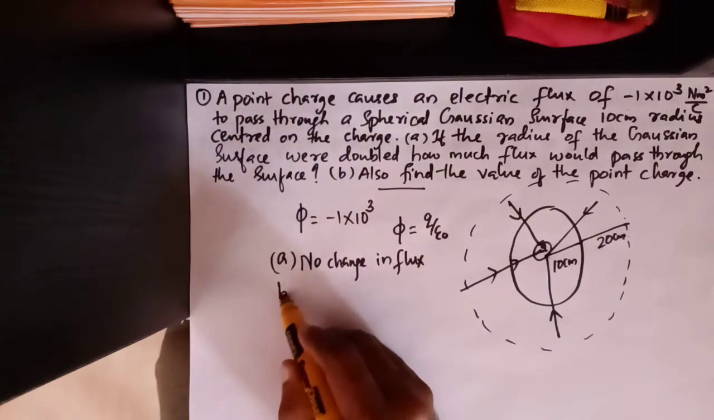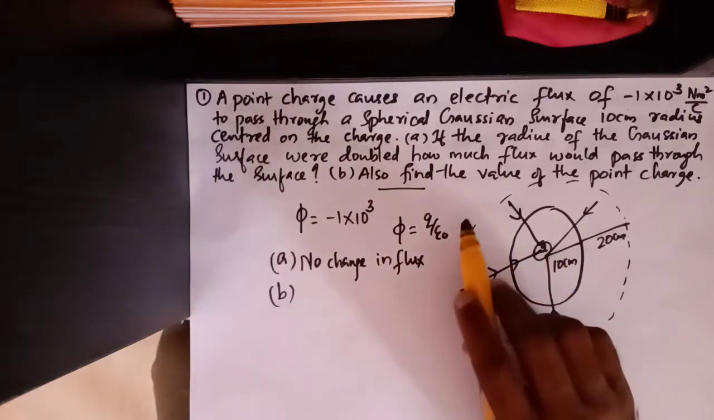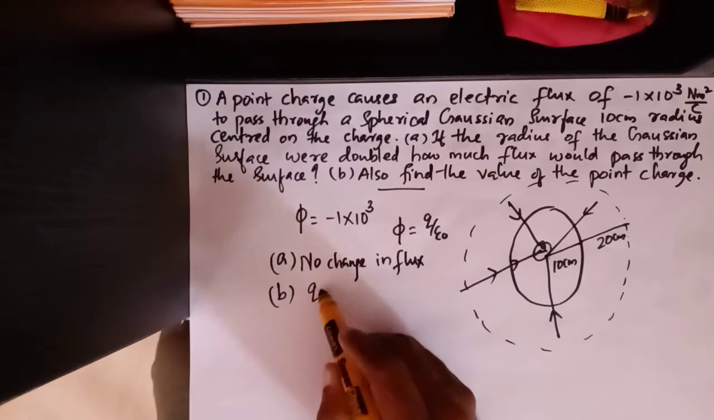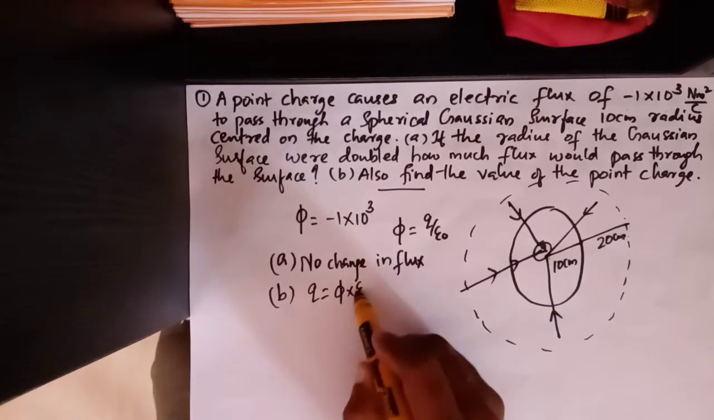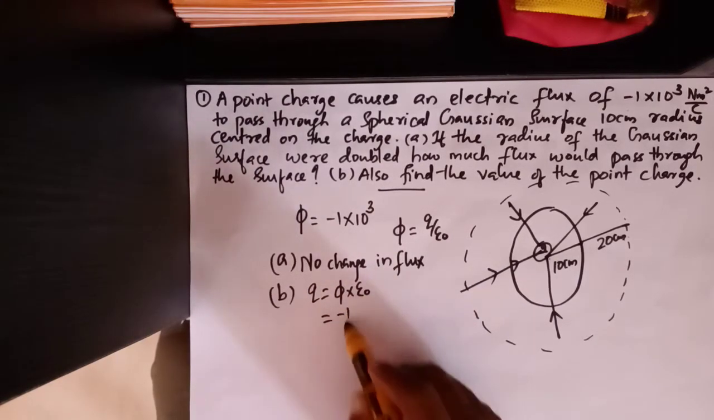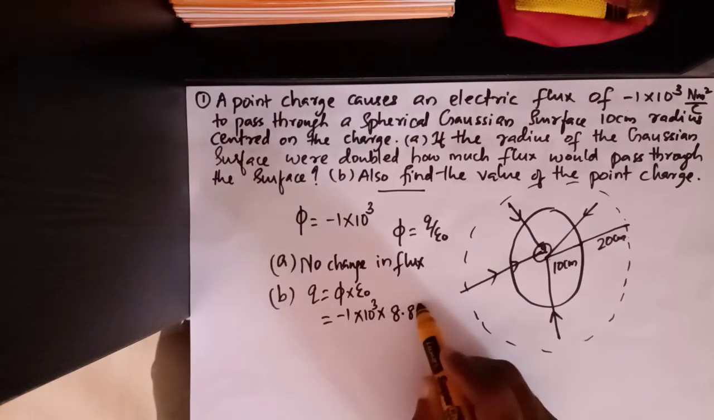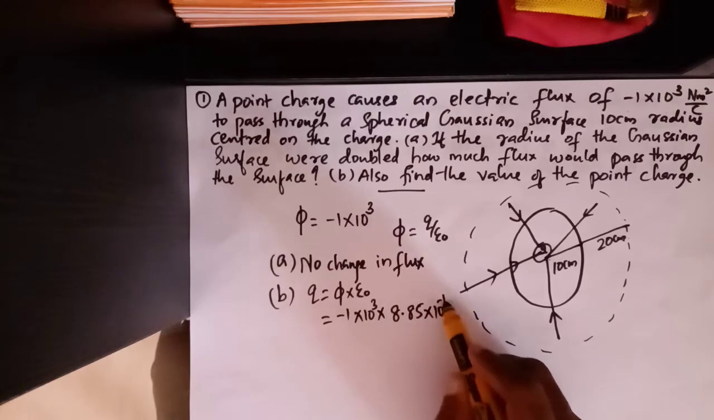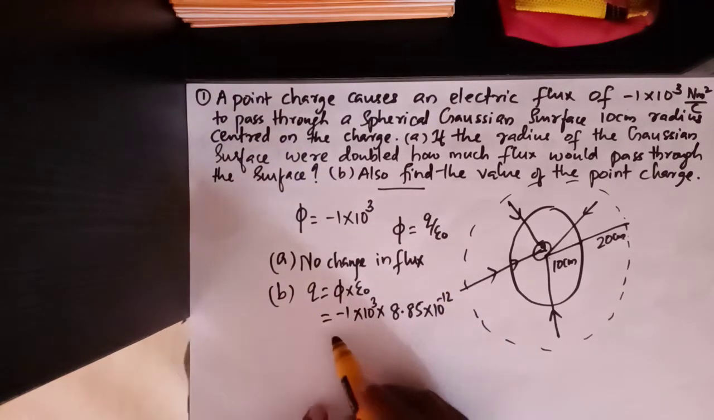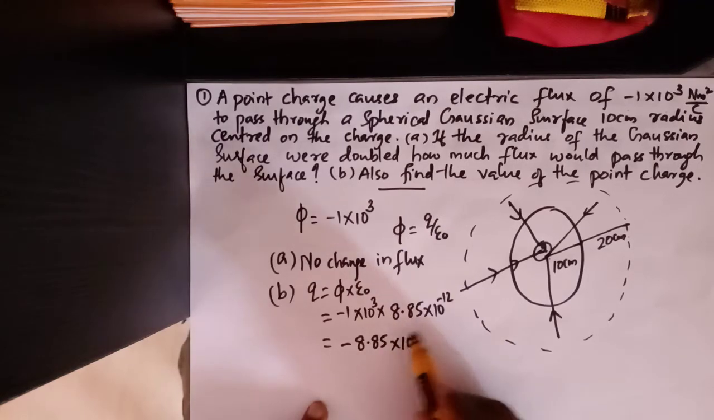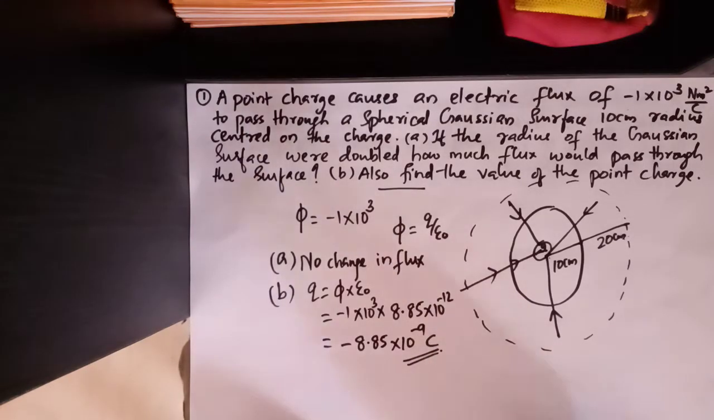Now the second calculation we need to make: we need to find the value of the point charge. By this equation, the point charge is equal to flux into epsilon 0. What is the flux? Minus 1 into 10 raised to 3. And what is epsilon 0? 8.85 into 10 raised to minus 12. So when you substitute, what will you get? You will get minus 8.85 into 10 raised to minus 12 plus 3. You will get minus 9 coulomb. This will be the charge enclosed.